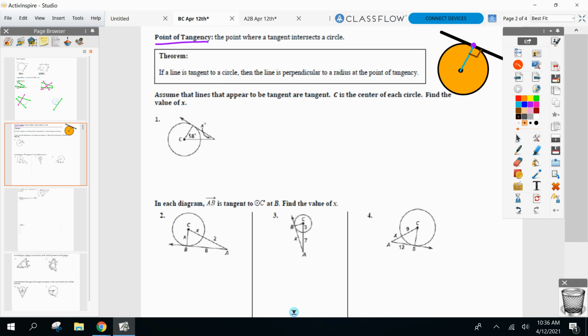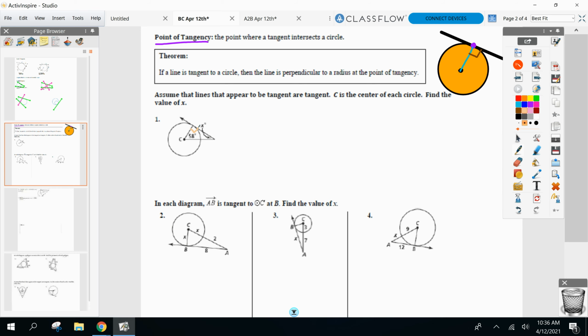How can I use this theorem in some of these algebra problems? All right, assume these lines appear tangent, are tangent, center C. I got the central angle's 58. What about angle X? Well, now that you guys know that theorem, you should be adding on your own angle measurement right now. I see a radius that's going to the point of tangency. I know those two are perpendicular, so I am very confident in putting a right angle there. That's what the theorem says.